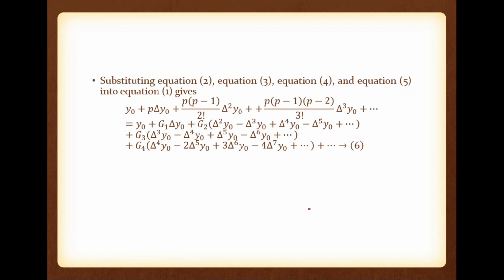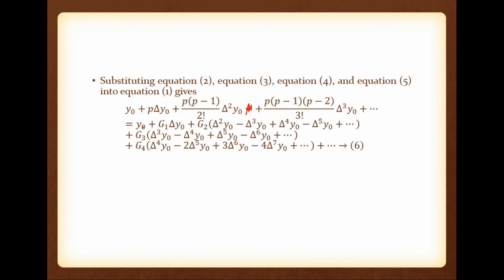the left hand side, we have y0 plus p into delta y0 plus p into p minus 1 divided by 2 factorial into delta square y0 plus p into p minus 1 into p minus 2 divided by 3 factorial into delta cube y0 plus etc. is equal to the right hand side.